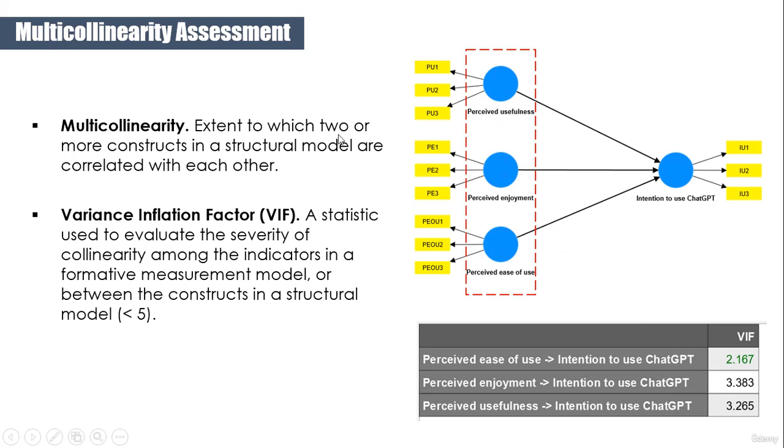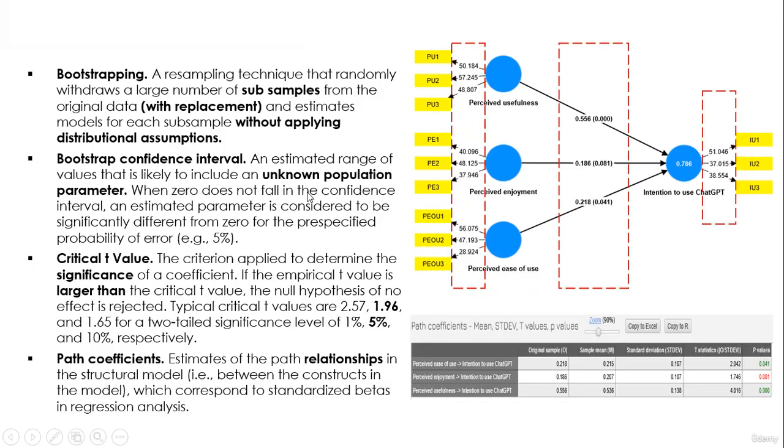Multicollinearity is the extent to which two or more constructs in a structural model are correlated with each other. And VIF is a statistic used to evaluate the severity of collinearity among the indicators in a formative measurement model. In the case of formative, the arrows are drawn from three constructs to one construct. At that time you need to determine the multicollinearity among the three constructs, and the VIF value should be less than 5.